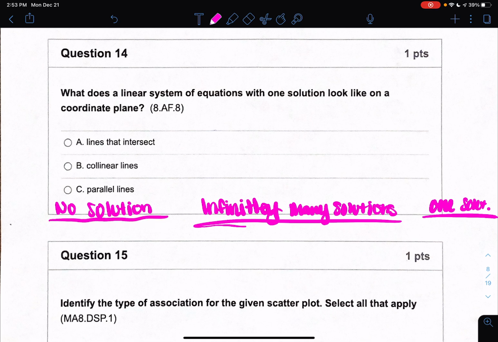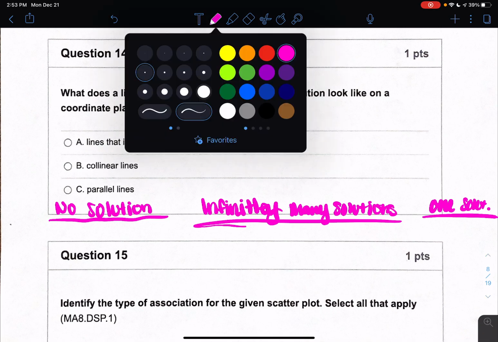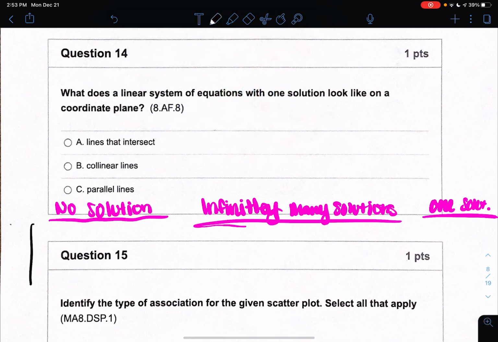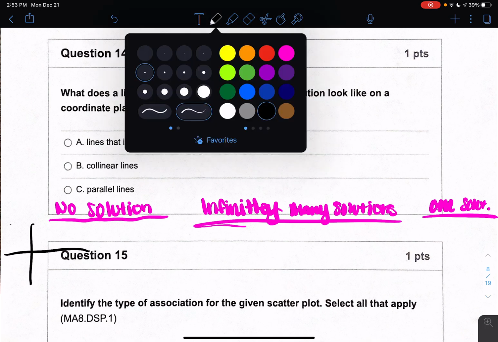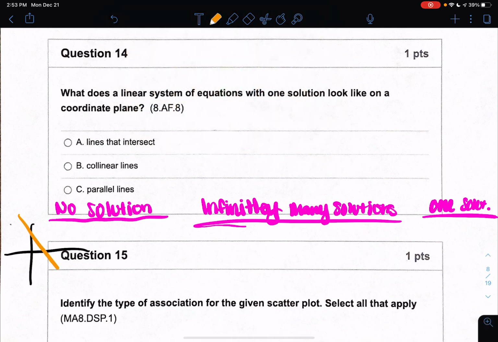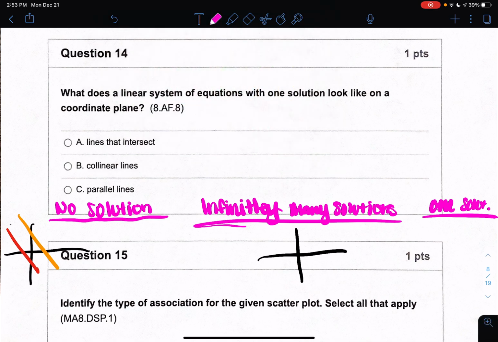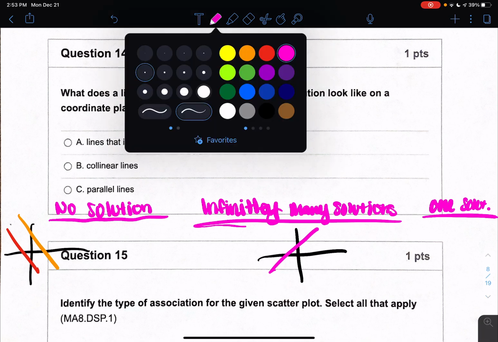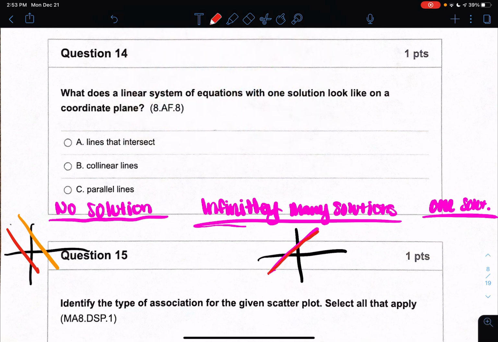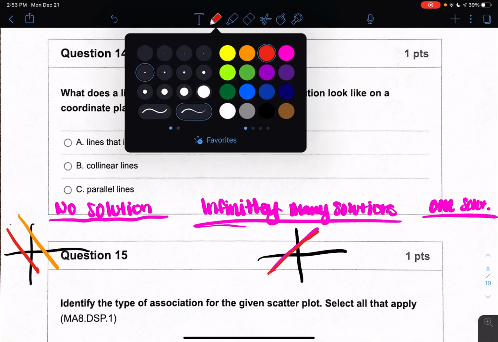When we are working with no solution on a graph, what you are really looking at is two parallel lines. So we have one line, and then my second line, which is my parallel line. For infinitely many solutions, we are looking at collinear lines, which is two lines on top of each other. So it just looks like one line on the graph.